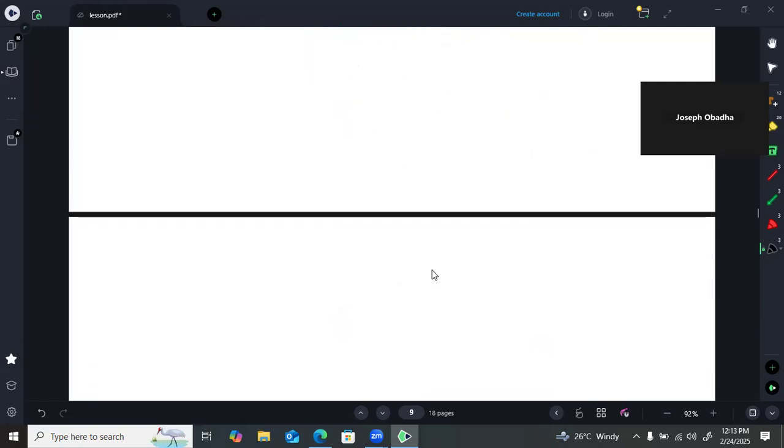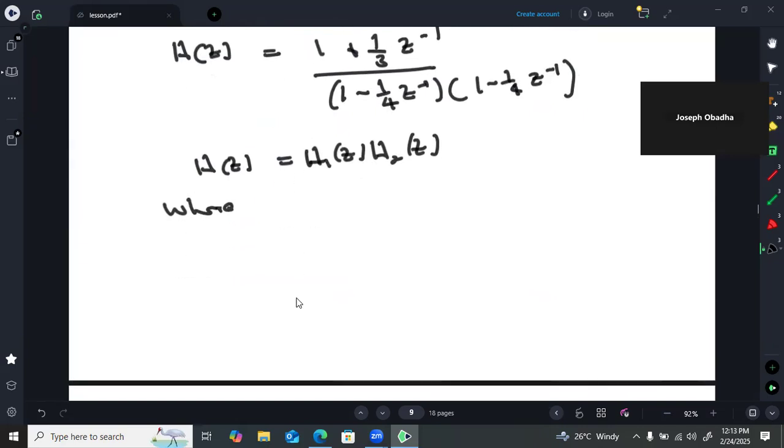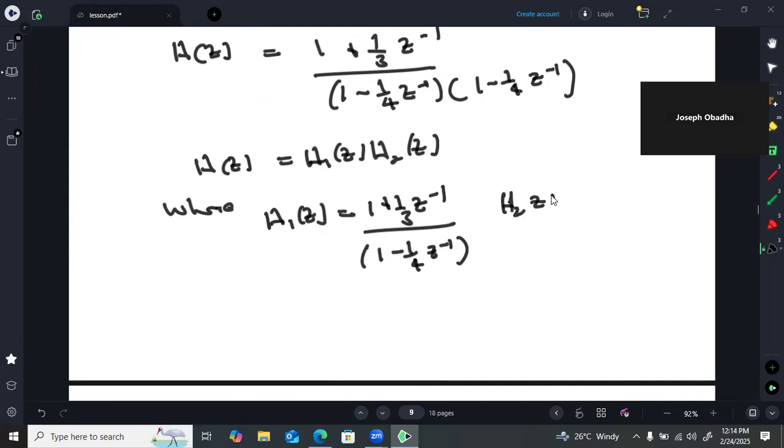And now this term, we can write it like this: H(z) equal to H1(z) multiplied by H2(z), where H1(z) equal to (1 + 1/3 z^-1) over (1 - 1/4 z^-1), and H2(z) equal to 1 over (1 - 1/2 z^-1).